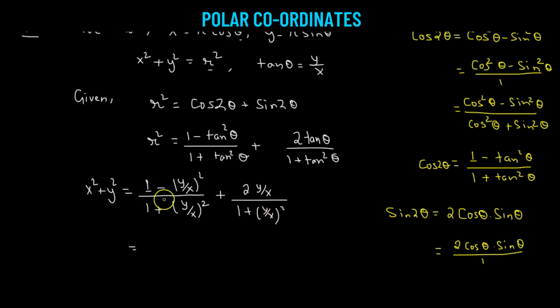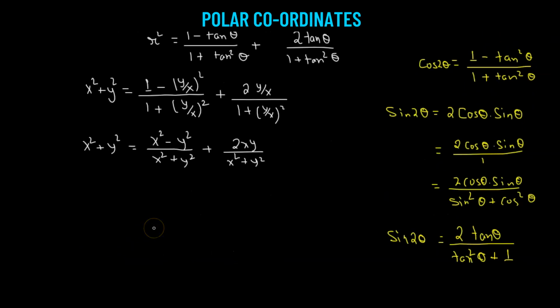Let's further simplify. We're going to multiply both numerator and denominator by x squared. This gives us x squared minus y squared divided by x squared plus y squared. Similarly, we multiply both numerator and denominator by x squared for the second term, so we get 2 times xy divided by x squared plus y squared. So this equals x squared plus y squared on the left hand side. Now let's combine the two fractions. We have a common denominator, x squared plus y squared, and in the numerator we have x squared minus y squared plus 2xy.